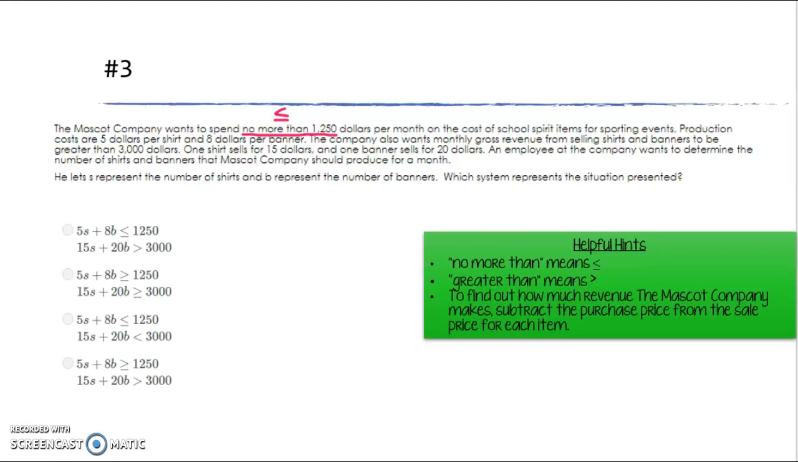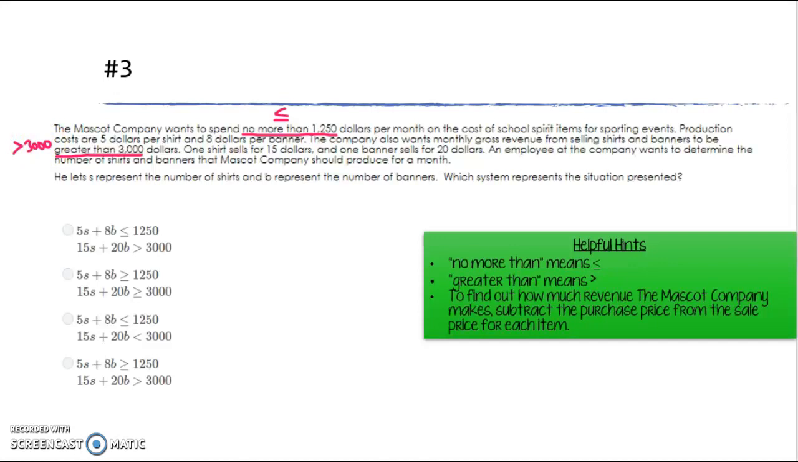Production costs are $5 per shirt and $8 per banner. The company also wants their monthly gross revenue from selling shirts and banners to be greater than $3,000. That's another key piece of information that I'm going to underline. And greater than 3,000 literally means that I would just write greater than 3,000. So now I see that I have 2 separate inequalities that are happening in this situation.